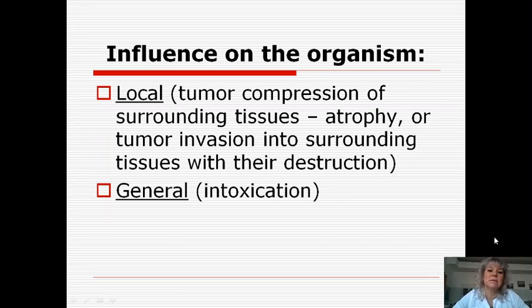And the last characteristic of a tumor, influence on the organism. Maybe local, maybe general. What does local mean? Tumor compression of surrounding tissues, atrophy, or tumor invasion into surrounding tissues with their destruction due to the action of malignant tumors. And general influence, we say, is an intoxication, only due to malignant tumors.